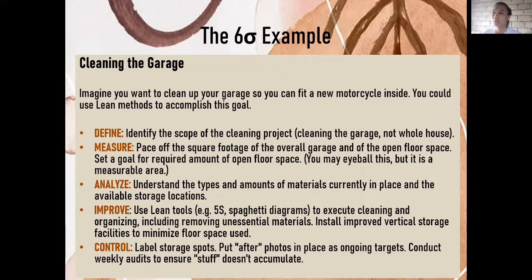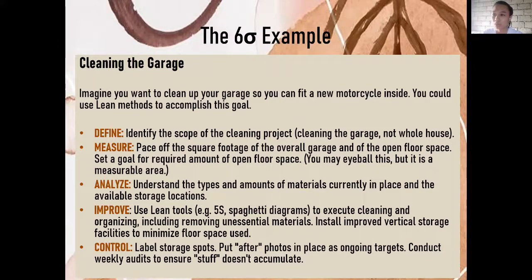So the Six Sigma example, cleaning the garage. Imagine you want to clean up your garage so you can fit a new motorcycle inside. You should use lean methods to accomplish these goals. First, yung identify the scope of the cleaning project. So sabi, cleaning the garage, not the whole house. So instead of cleaning the whole house, kung ano lang yung scope ng isang project, yun lang dapat yung gawin.